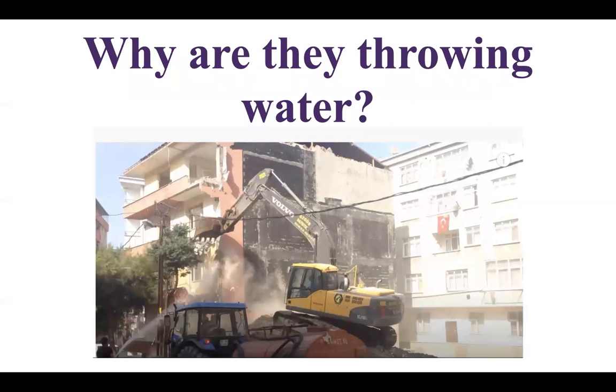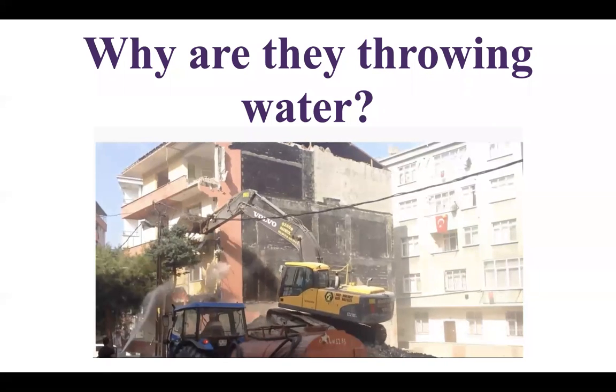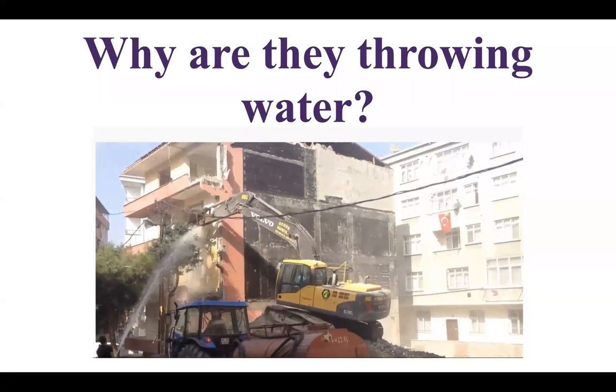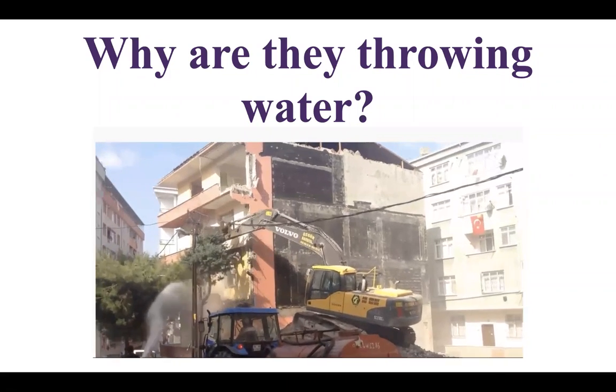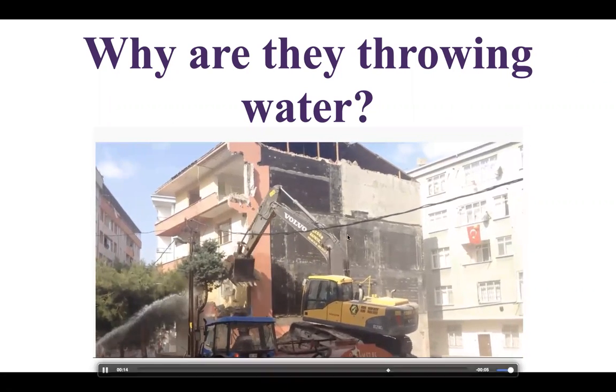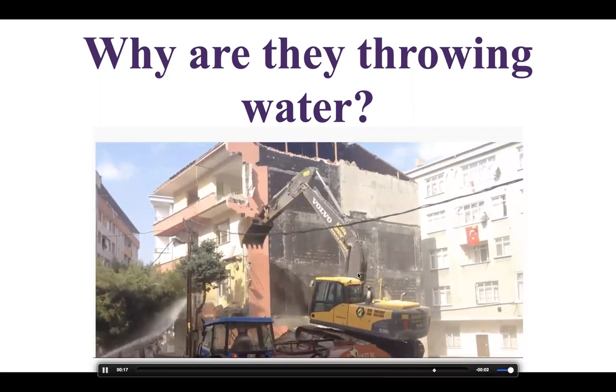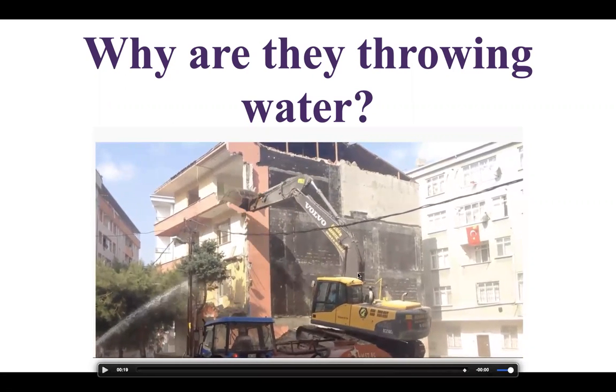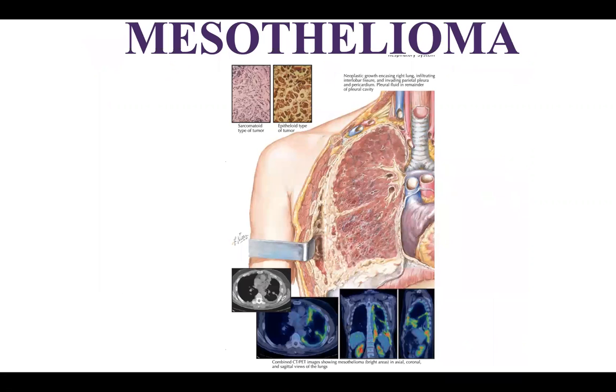So can you tell me why they are throwing water on the building here? Do you have any idea? You have some ideas about this, probably. Why? Because of the asbestos. So mesothelioma is a parietal pleural tumor, as you see on this picture, this illustration.